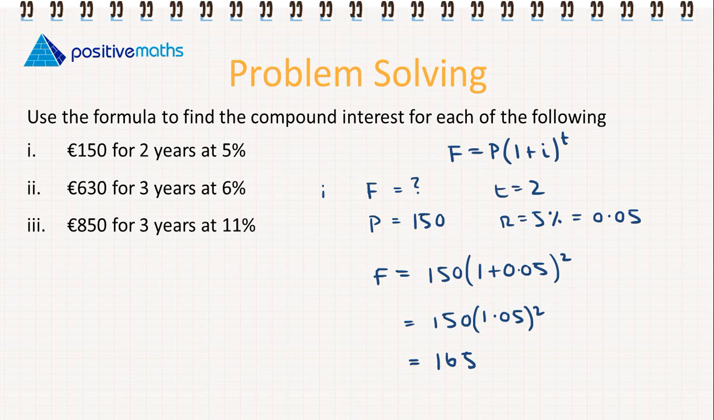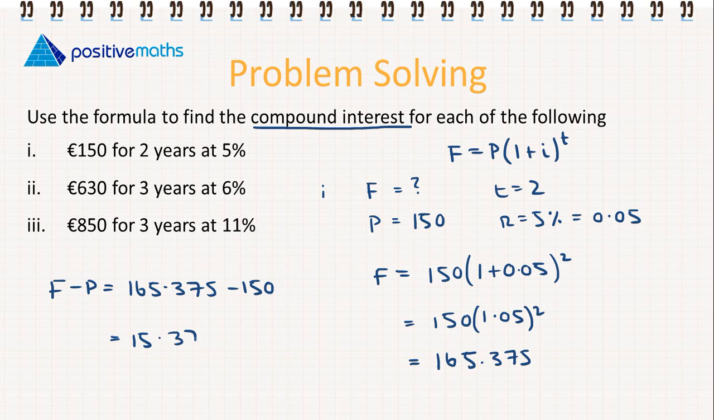So we will get 165.375. So if we're finding the compound interest for the 3 years, it's going to be the difference between the final amount and the principal. So F minus P, this is going to be equal to 165.375 minus 150. So the compound interest for 3 years is going to be equal to 15.375. Now, we'll give our answer in euro. It's going to be €15.38. When we're given our answer in euro, we always round to 2 decimal places.